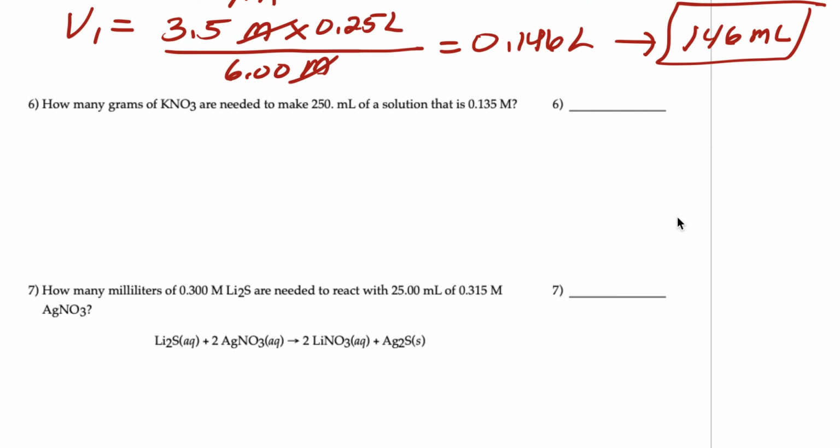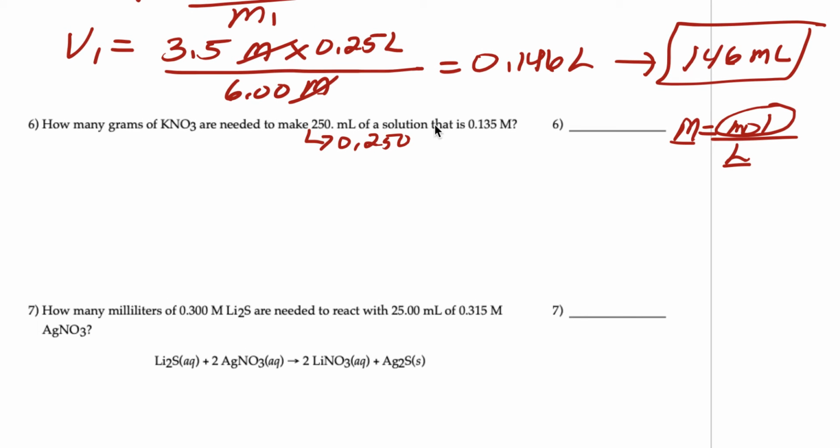Number 6, how many grams of potassium nitrate are needed to make 250 milliliters of solution that is 0.135 molar? So we know again that the molarity is the moles of solute over liters of solution. So what we need to do is solve for the number of moles. We have the molarity, we have the volume, and we need to solve for the number of moles. 250 milliliters is 0.25 liters.